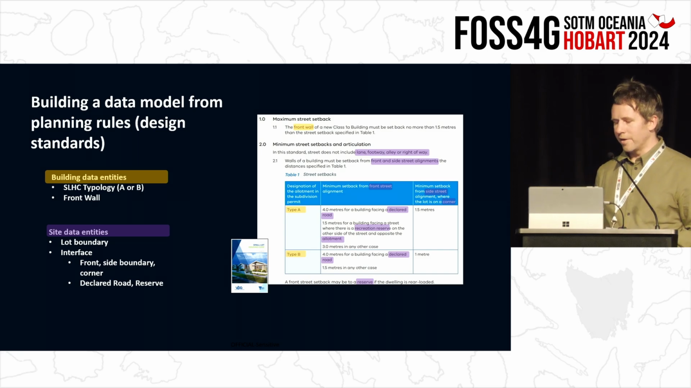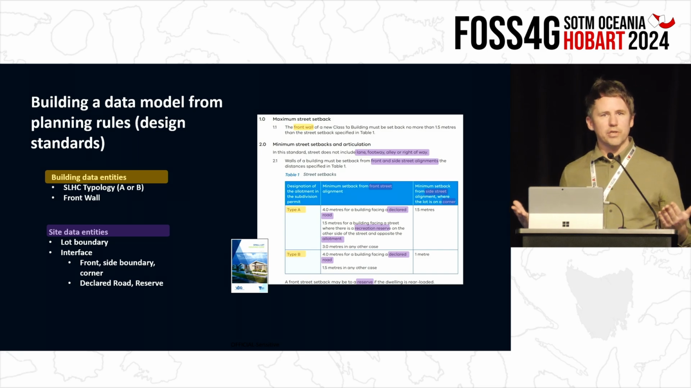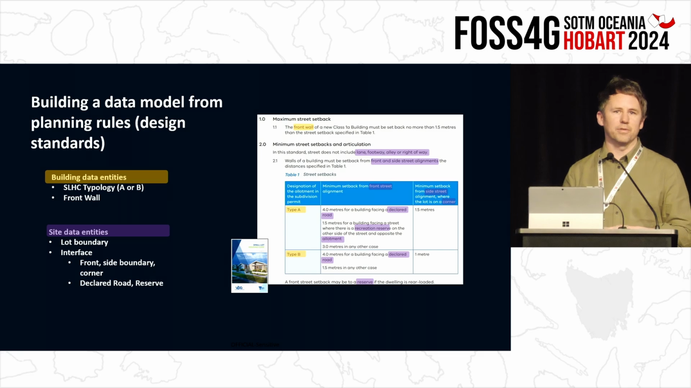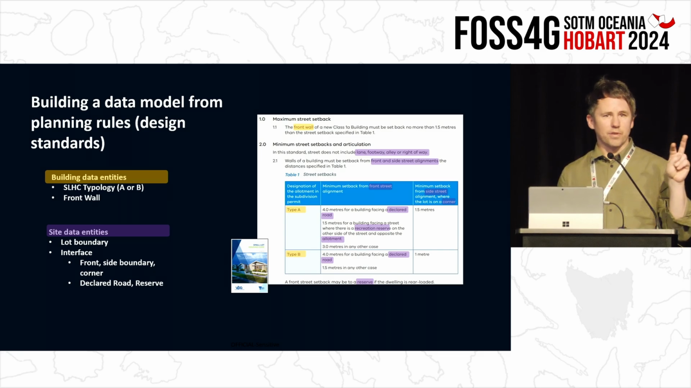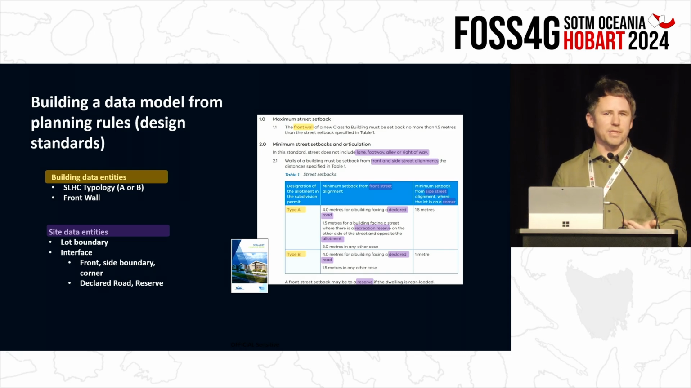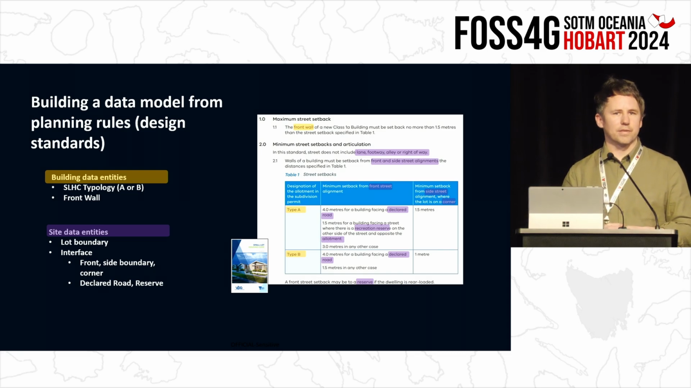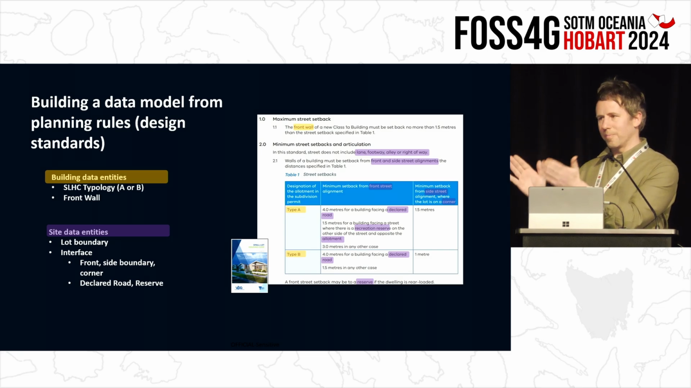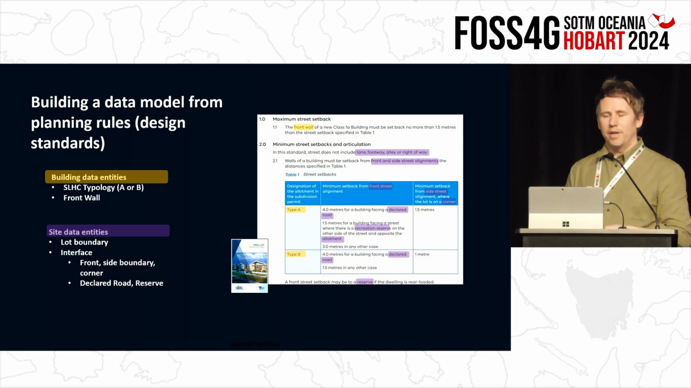So let's break it down a little bit. How do you actually create a data model from a planning rule? Most planning rules have about 22 design standards. Let's go through an exercise of actually determining what data entities are within a planning rule. This planning rule is the front setbacks. It's how far back from the street your house can be, and it's a minimum and maximum area. So let's have a look at this rule.